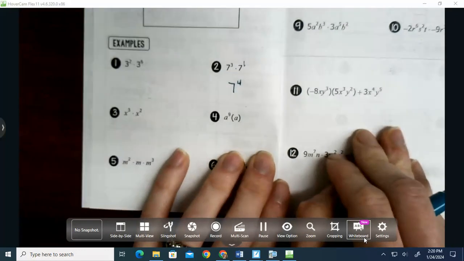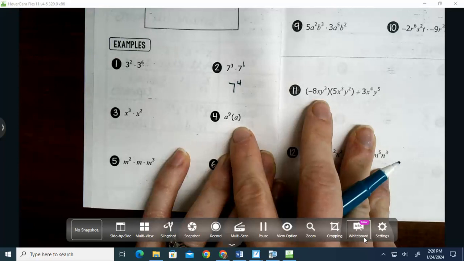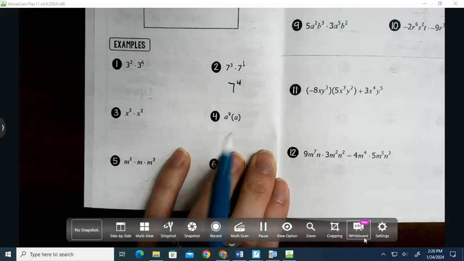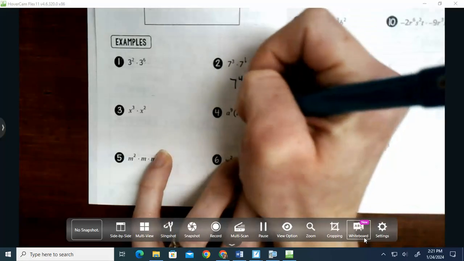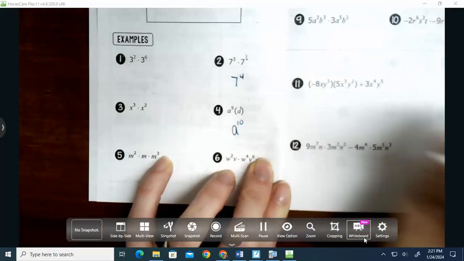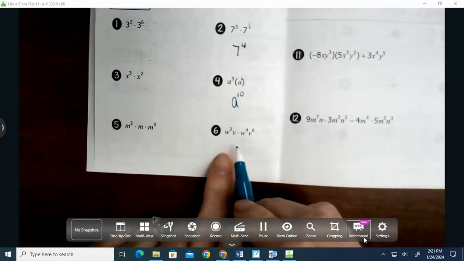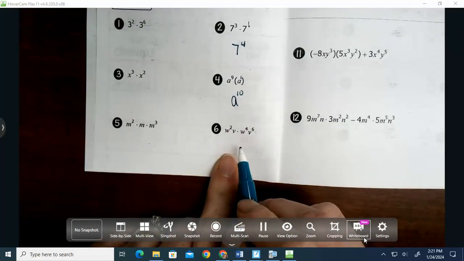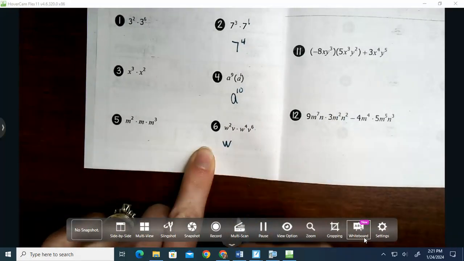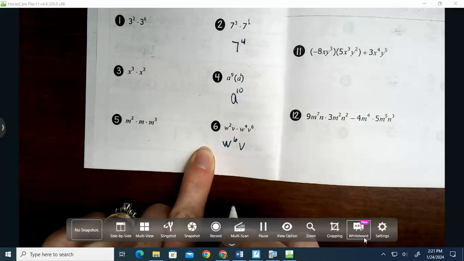All right, number 4. These parentheses are the same thing as multiplying. So it's like saying a to the 9th times a, which would be, that's got a 1. So overall it's a to the 10th. Right, number 6. We have to combine like things. So we would have w to the 6th and v to the 7th.